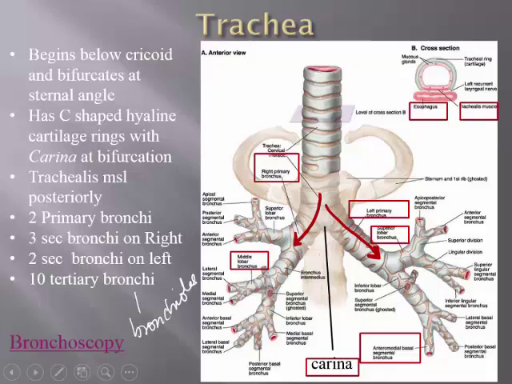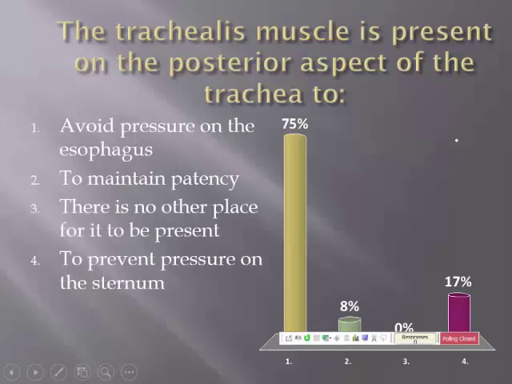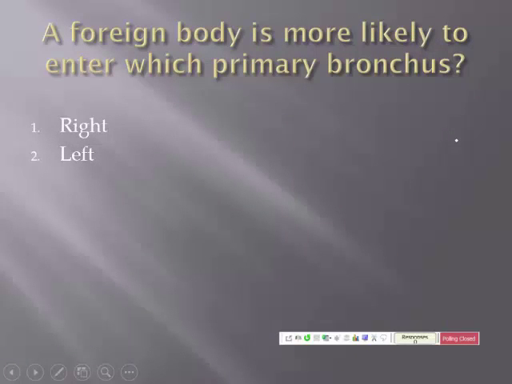The right one is also wider compared to the left one. Notice this, the width. The right is also more in line with the trachea. The left is a little more horizontal or more oblique. So these are some differences between them. So if somehow you swallowed a peanut, like say Tommy did, which of the bronchi do you think it's more likely to enter?